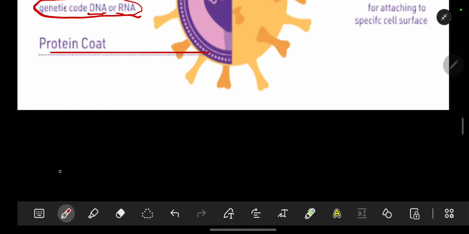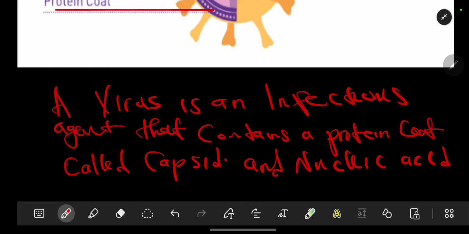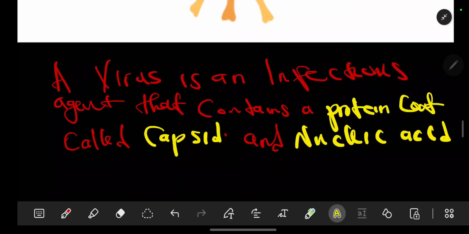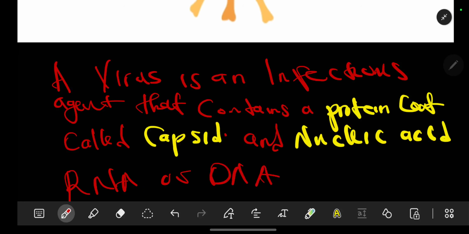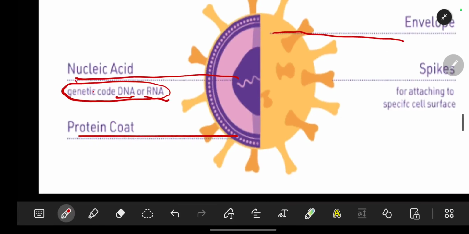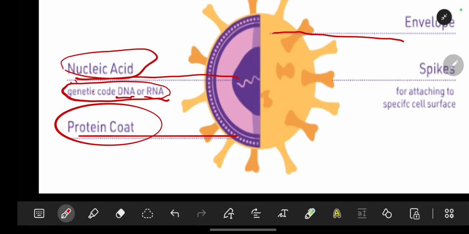A virus by definition is an infectious agent that contains a protein coat called a capsid. Basically all viruses will contain a protein coat, called the capsid, and nucleic acid. Nucleic acid can either be RNA or DNA, never both. Sometimes they will not have an envelope, but the prominent features are that a virus will always have nucleic acid and a protein coat. This protein coat is called a capsid.